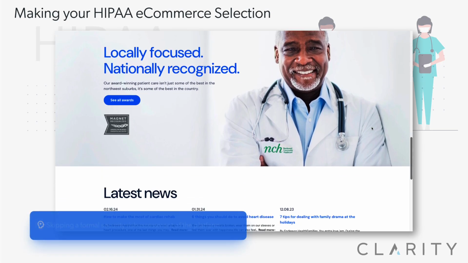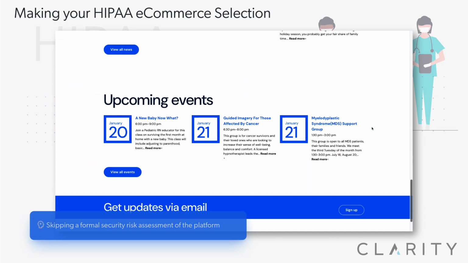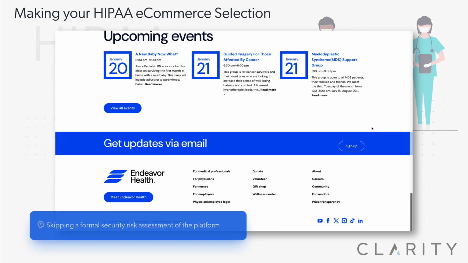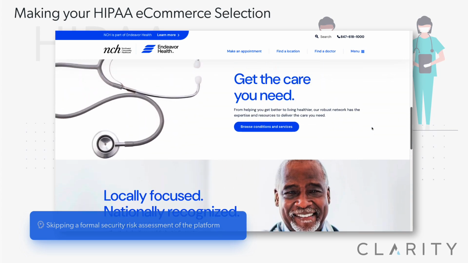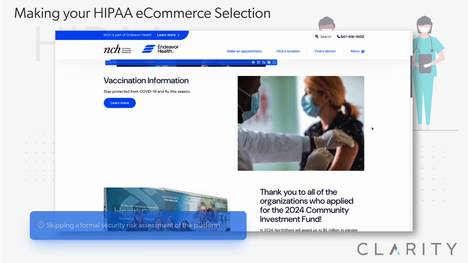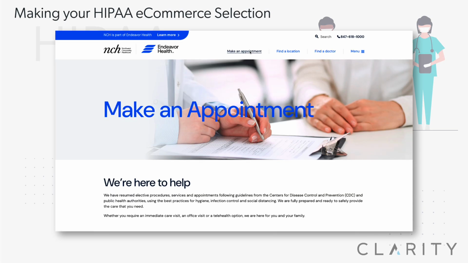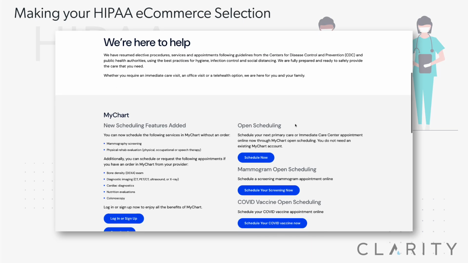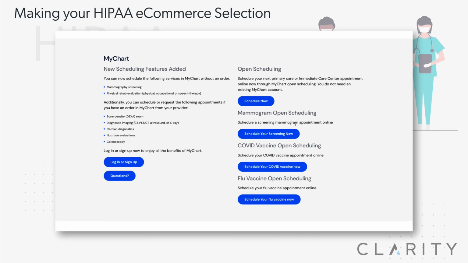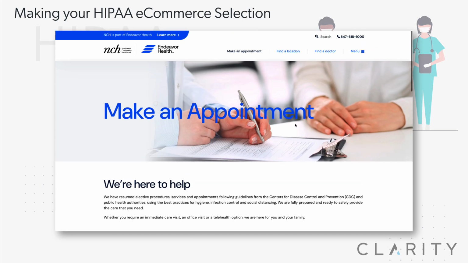Number 1, skipping a formal security risk assessment. You need to assess the plan, you need to make testing, you need to talk to your partner about how they ensure security. What are their hosting options? What are their testing options? They call it pen testing. What are the penetration testing options? Are they following traditional frameworks like HITRUST and NIST? Do they know about those things?